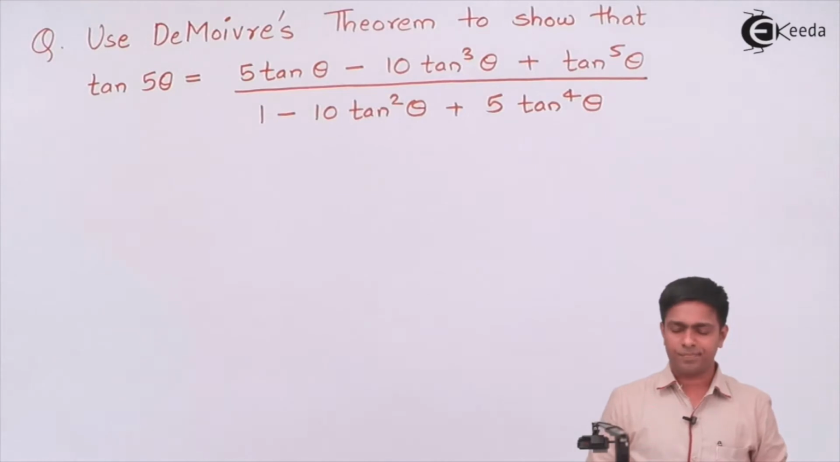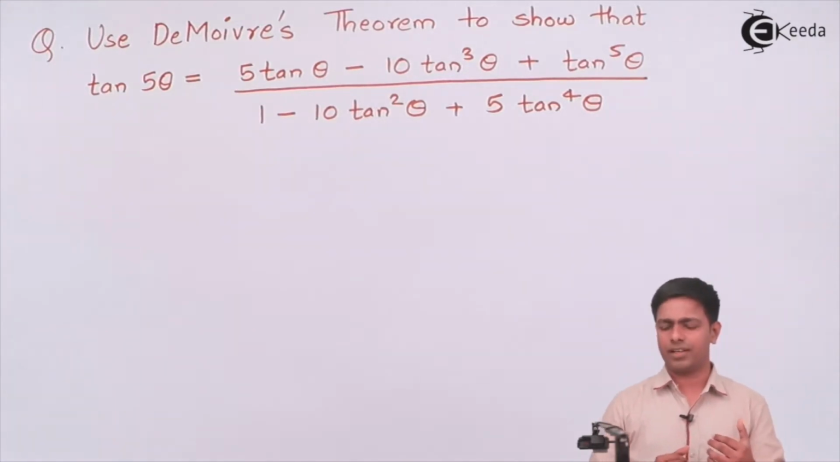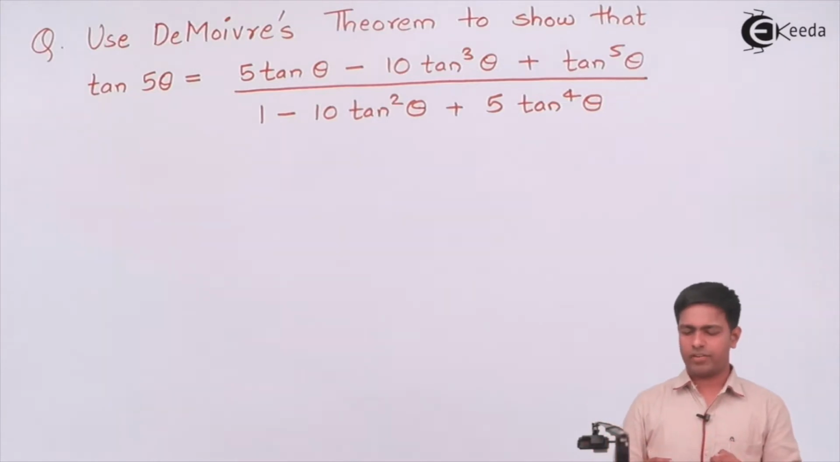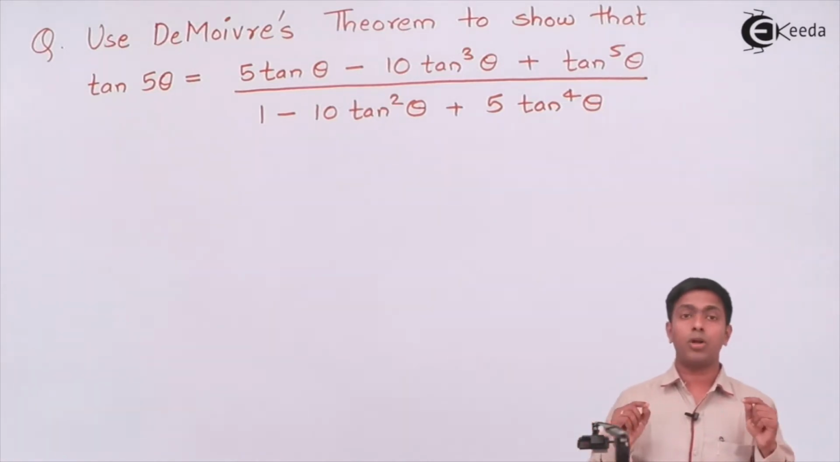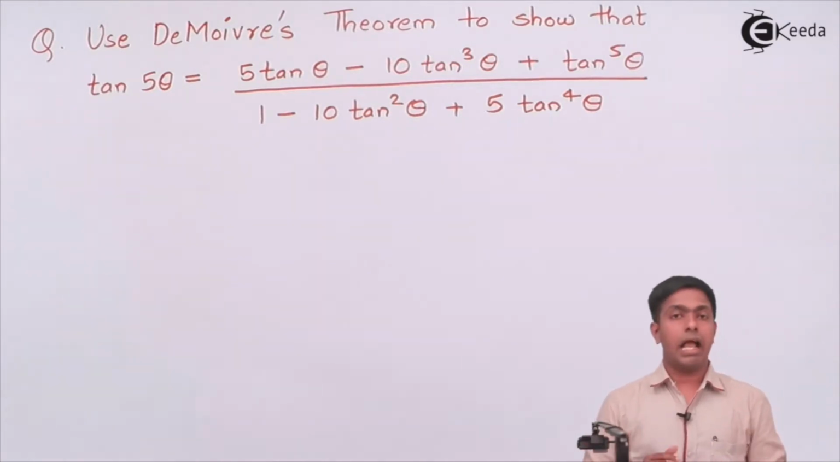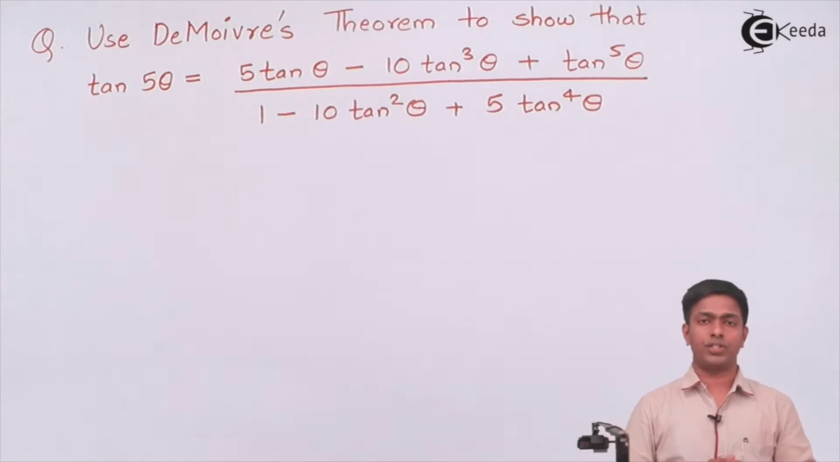See a question where we have to show that tan of 5 theta is equal to 5 tan theta minus 10 tan cube theta plus tan raised to 5 theta, whole upon 1 minus 10 tan square theta plus 5 tan raised to 4 theta, and we can apply De Moivre's theorem.